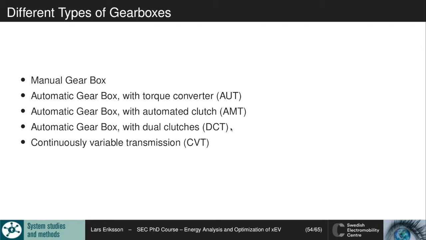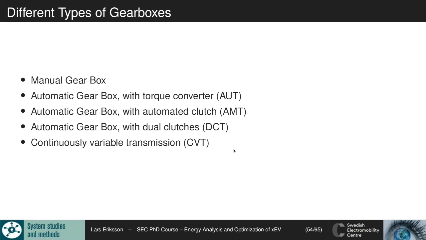Then for some passenger cars, the dual clutch systems have been popular because they give the possibility to transmit torque during the gear change. And then we have the CVT, which is a continuously variable transmission.